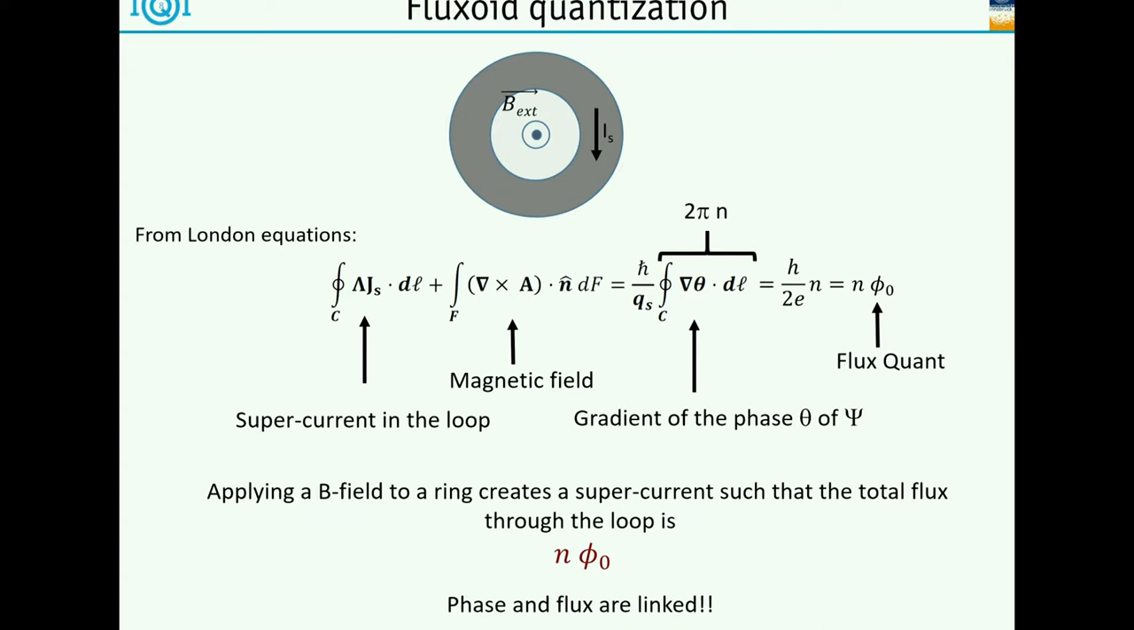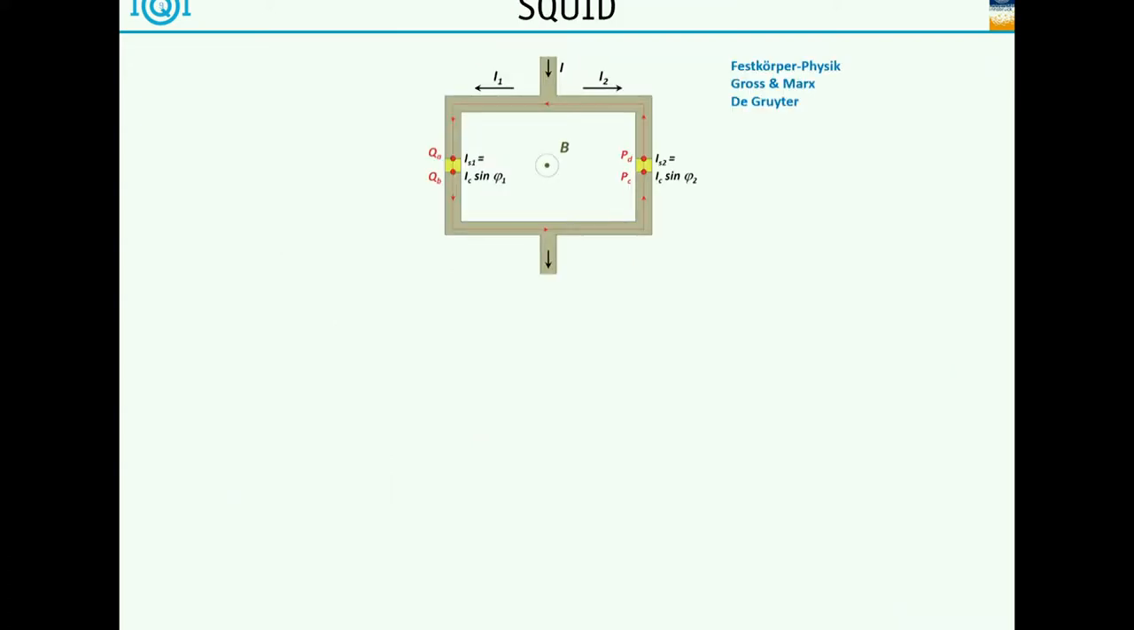So why is that interesting? Well, it turns out we can make this ring a little more complicated and break it up with Josephson junctions. Now it's not a ring anymore, it's a square, but you get the idea. Now I have a Josephson junction here, which indicates the barrier. Here's another Josephson junction, which also indicates the barrier. I can send current through this loop, and I can apply an external magnetic field.